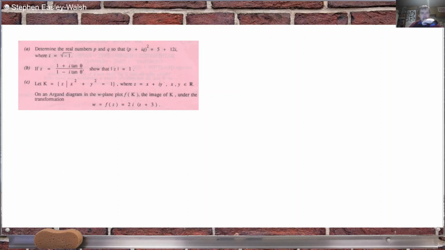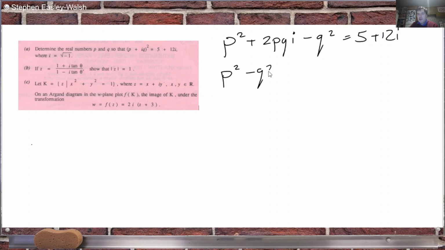Right, let's have a look here. This one. So firstly, we want to get the root here. By expanding, p squared plus 2pqi minus q squared equals 5 plus 12i. So we have p squared minus q squared equals 5, and then pq equals 6.